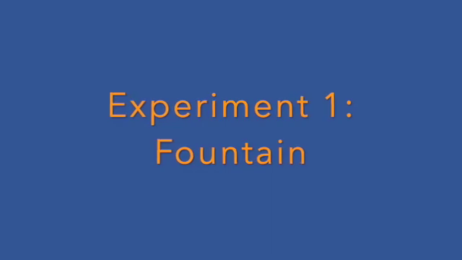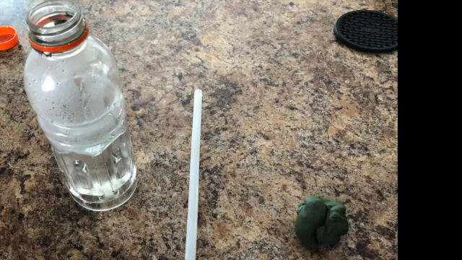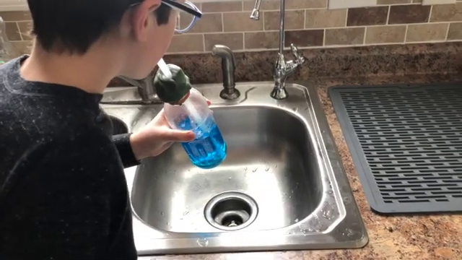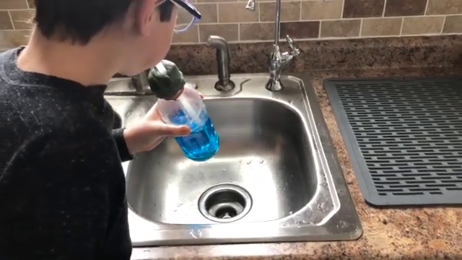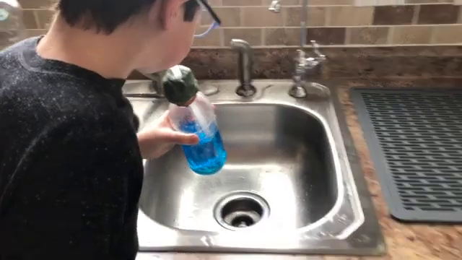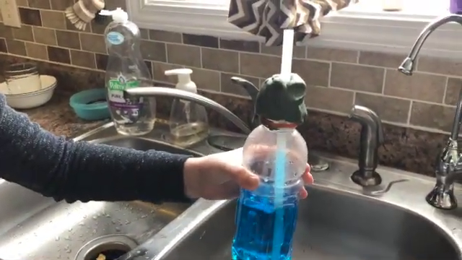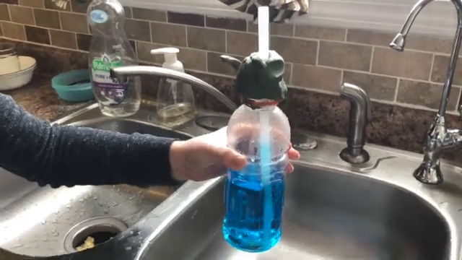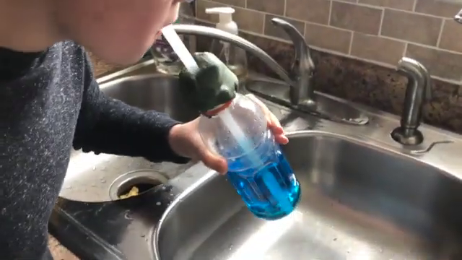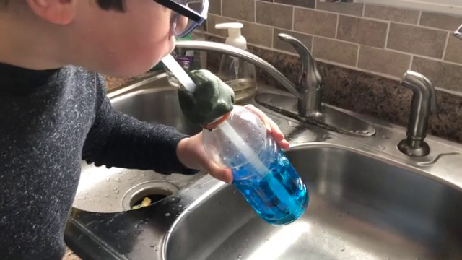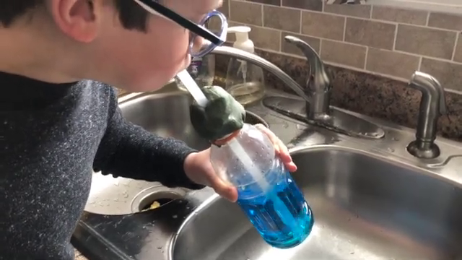Our first one is called the fountain. For this experiment, you're going to need some Play-Doh, a straw, and an empty water bottle. Put some water in the bottom of your bottle and your straw, and then try to make a tight seal around the top of your bottle. Blow into the straw. And when you do, this will create a fountain of water coming back out, as long as you have a tight seal.